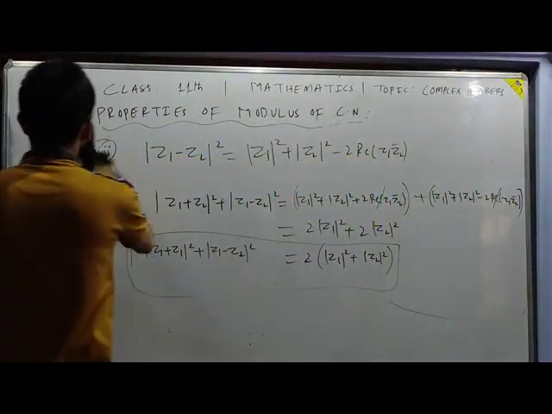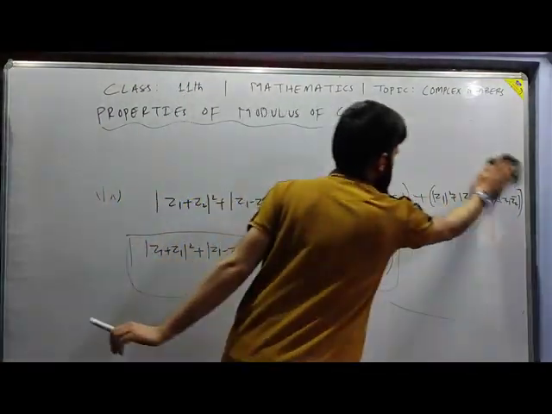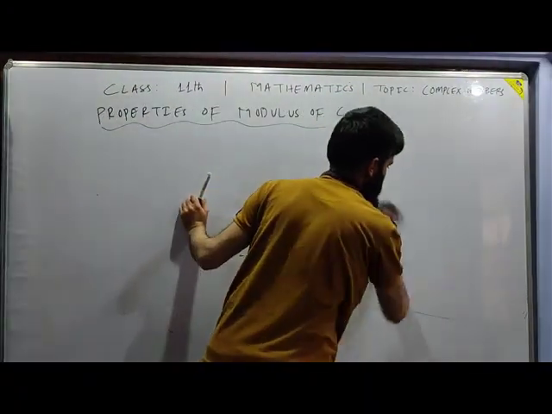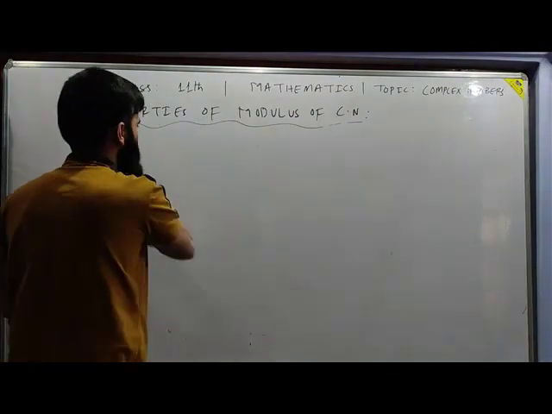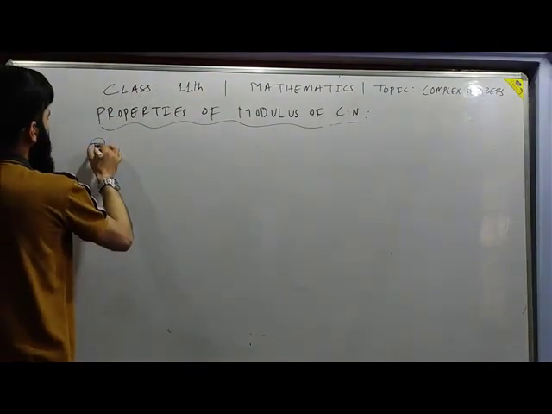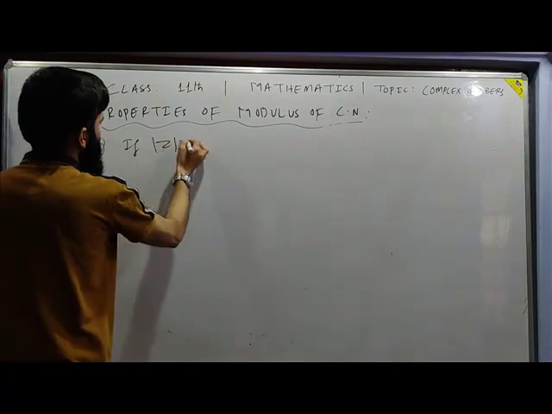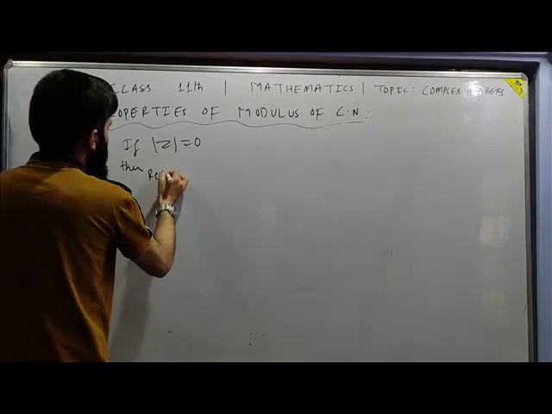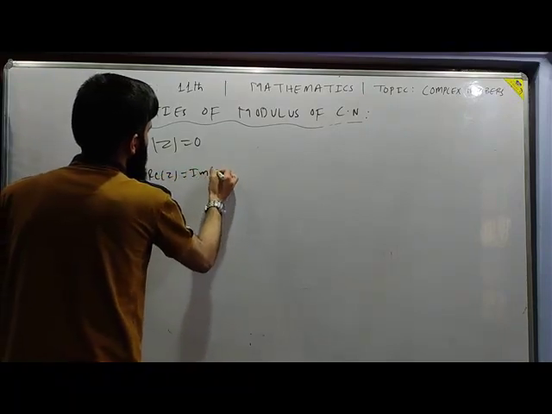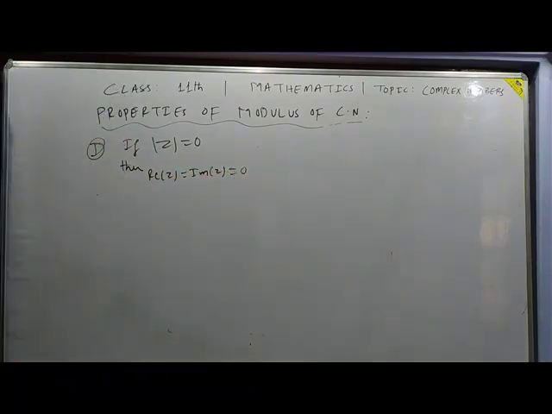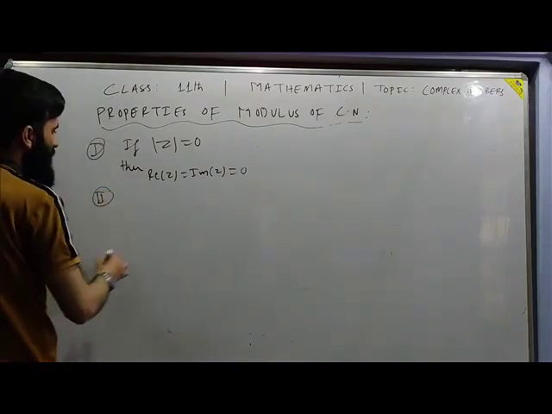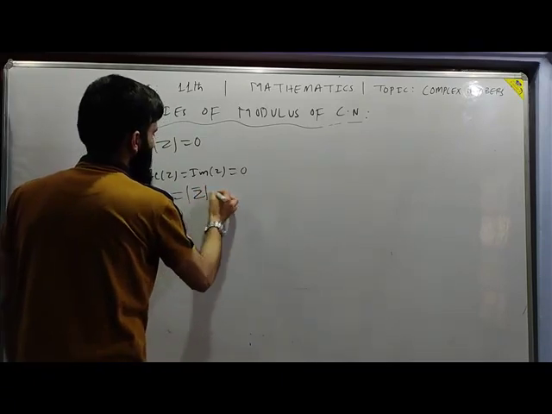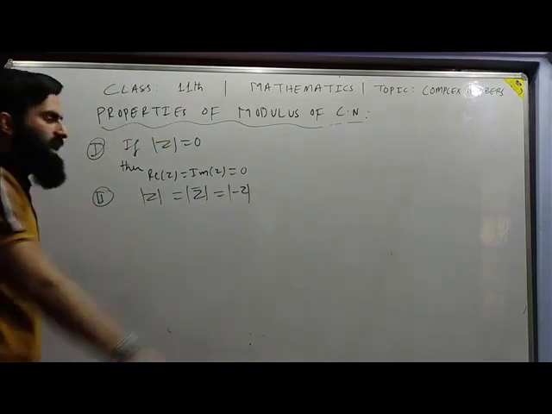Okay, if I sum up the properties we have studied till now, we'll take a quick recapitulation of them. The first property we discussed is that if mod of z is equal to 0, then its real part is equal to its imaginary part is equal to 0. In the second property, we discussed that if we take the mod of z, the mod of z conjugate, or the negative mod of z, we get the same result.